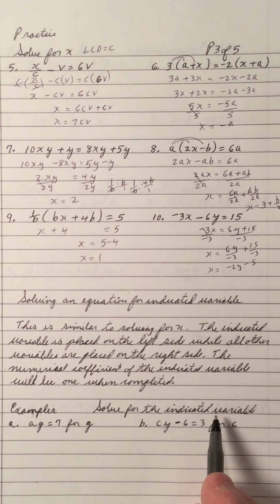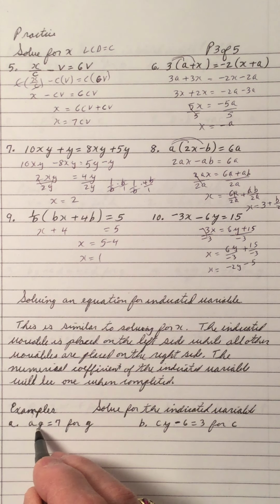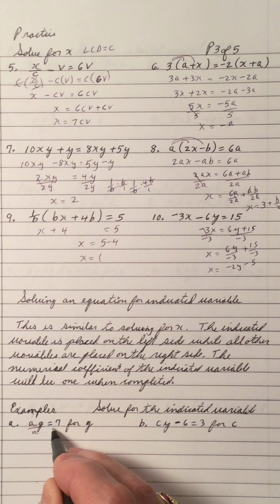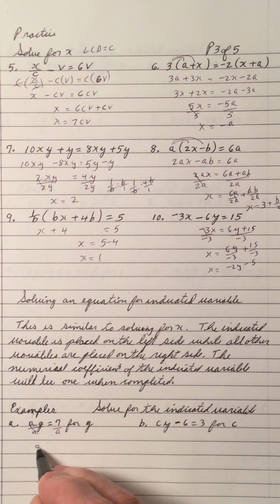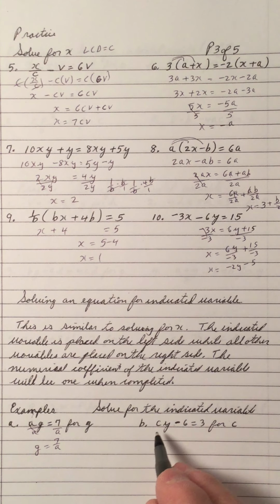Solve for the indicated variable. So we want to solve for g. So the g has to be on the left. The g is on the left, so we'll divide by a. The a's cancel out, so g equals 7 over a. So solving for g is the same as solving for x. The g has to be on the left.